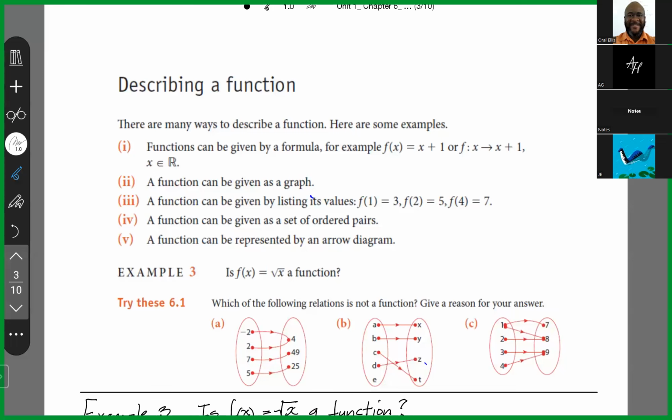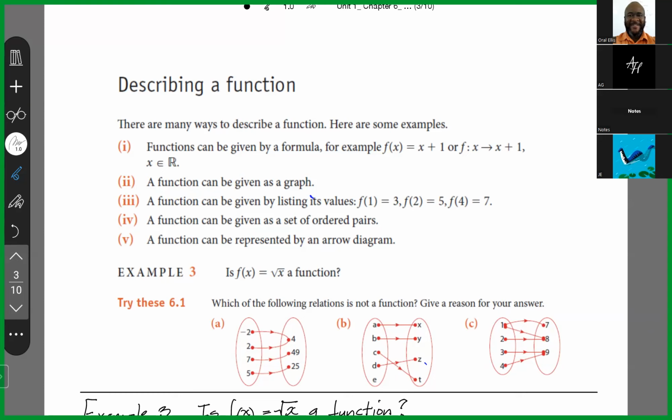All right, describing a function. There are many ways to describe a function. Here are some examples. Functions can be given by a formula. For example, f of x is equal to x plus 1, or the function f such that x in the domain is mapped onto x plus 1 in the codomain, where x is an element of the set of real numbers. So a function may be described as a formula.